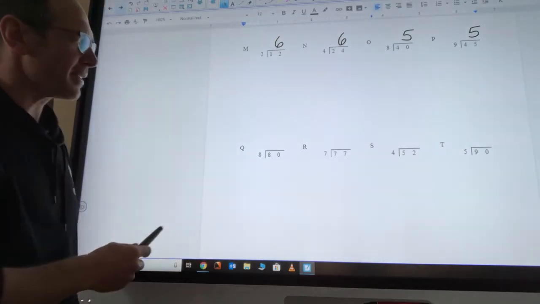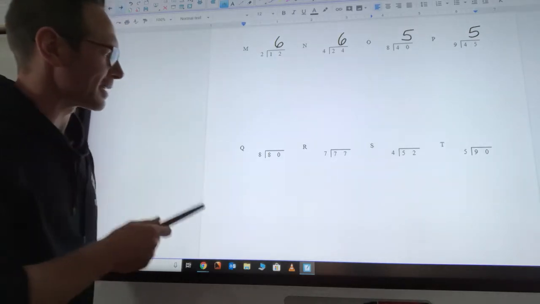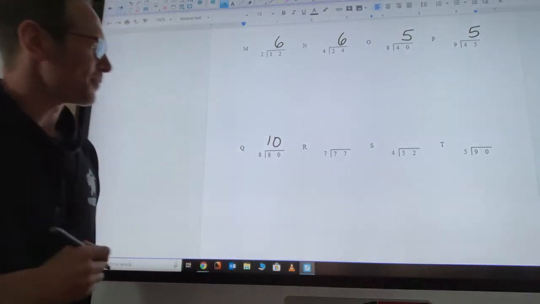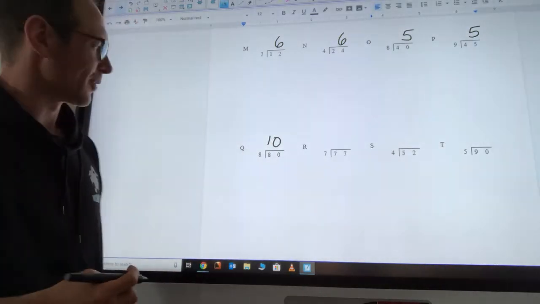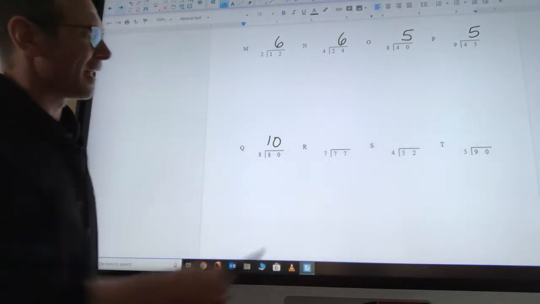80 divided by 8, well, it's one of those ones you look at and you say, oh, wait, if I think to myself, what's 10 times 8? 10 times 8 is 80, then I already have my answer. When I was trying to do the estimate for it, I found the exact.